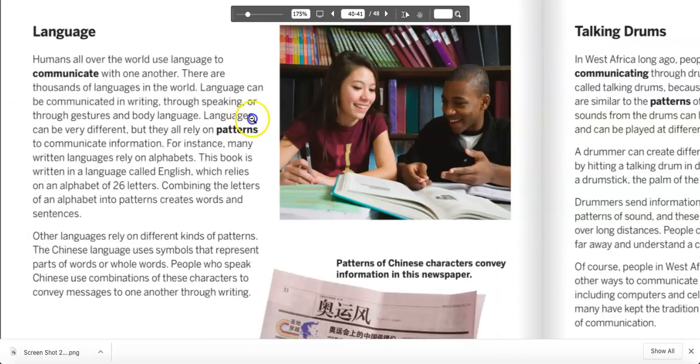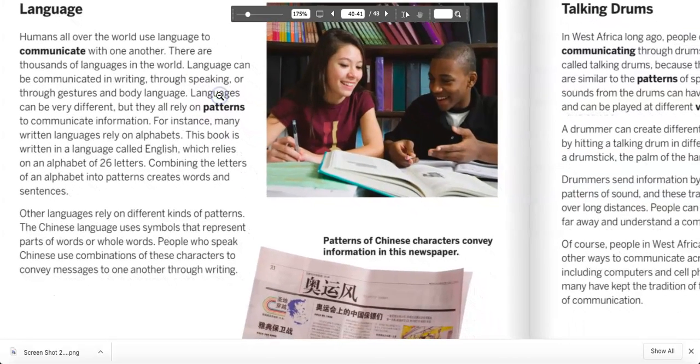Language. These are the patterns that exist, but we just don't think about them on a daily basis. Humans all over the world use language to communicate with one another. There are thousands of languages in the world. Language can be communicated in writing, through speaking, or through gestures and body language.